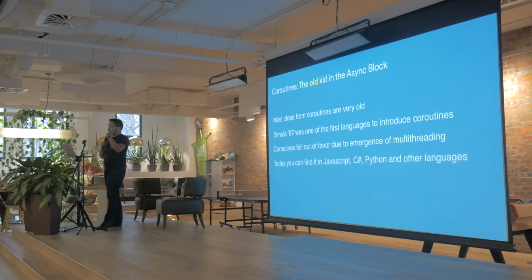Today we can find coroutines ideas and implementations in many languages. In JavaScript, maybe because you don't have threads in JavaScript, they need a way to do multiple things at the same time. You can also find it in C#, Python, and other languages.